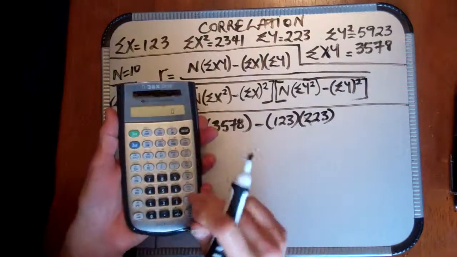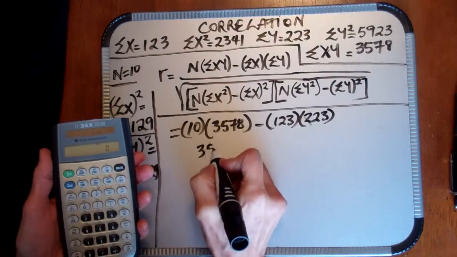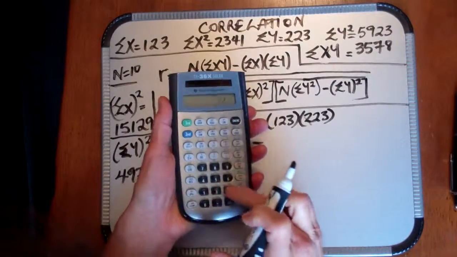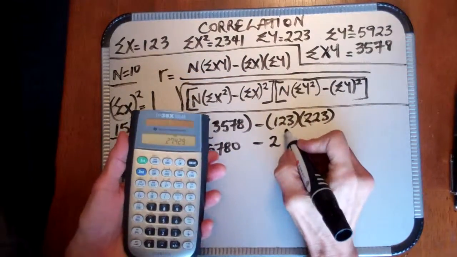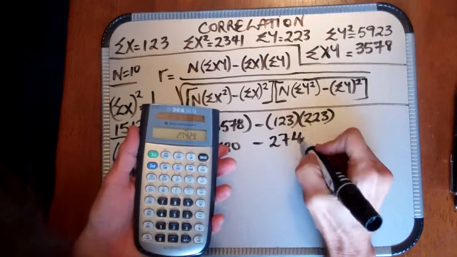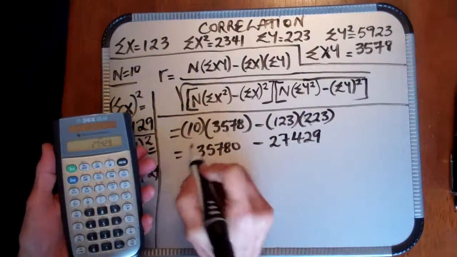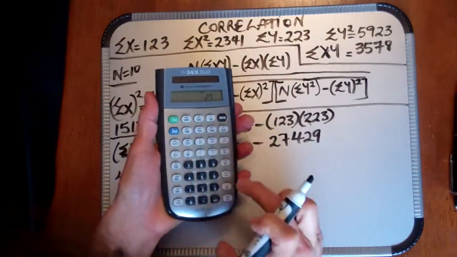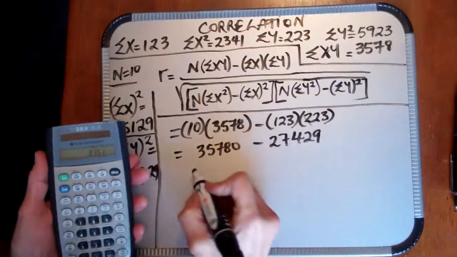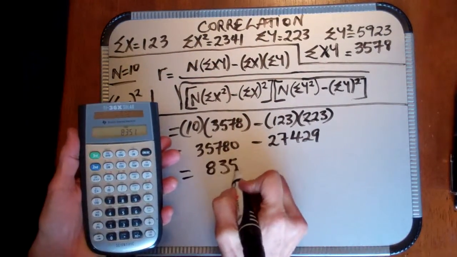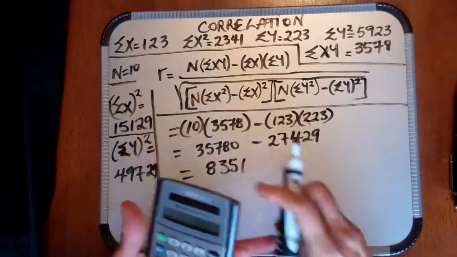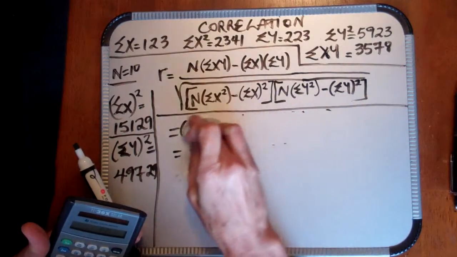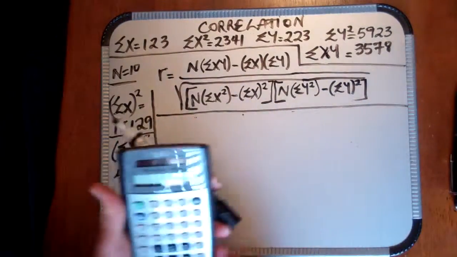So the numerator for this problem, this is obviously 35,780 minus 123 times 223 equals 27,429. And if we take 35,780 minus 27,429, we get 8,351. Okay, so you already have the numerator for the problem, right? That was easy. 8,351.